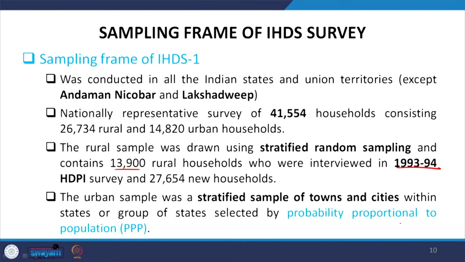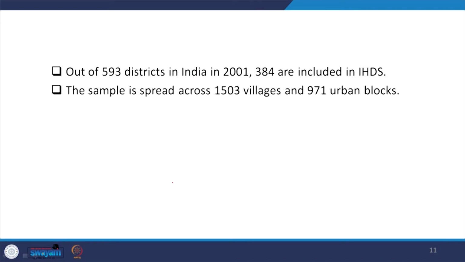And the urban sample was a stratified sample of towns and cities within states or groups of states, selected by the sampling technique called PPP, probability proportional to population. Sometimes it is also called probability proportional to size sampling, where size refers to population. Out of the 593 districts in India in 2001, 384 are included for the IHDS survey. The sample is spread over 1,503 villages and 971 urban blocks.